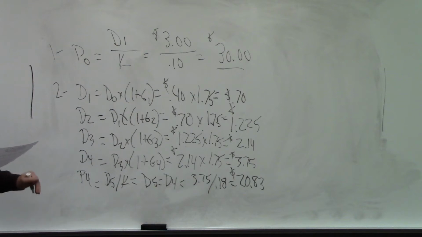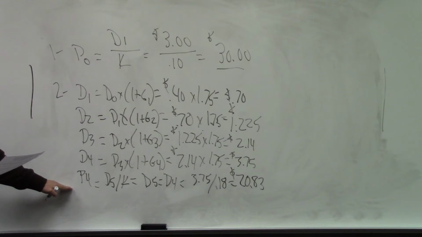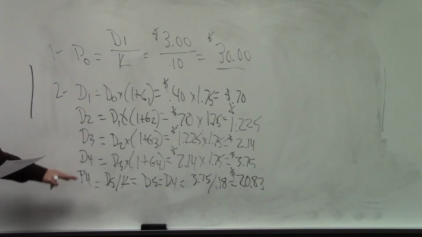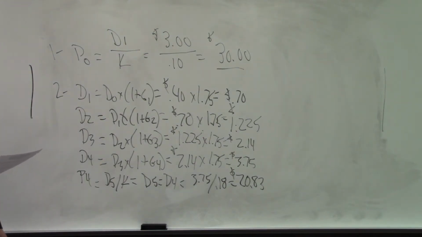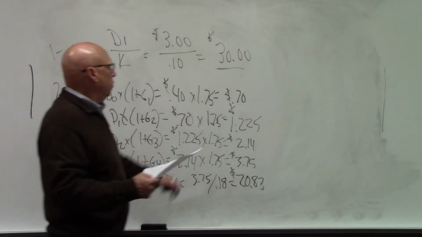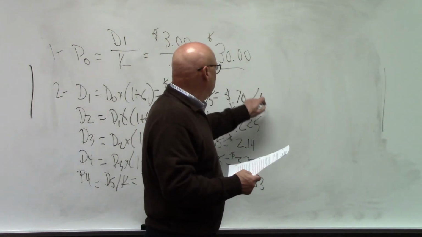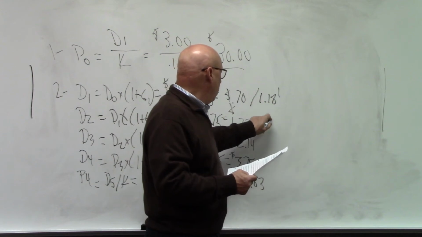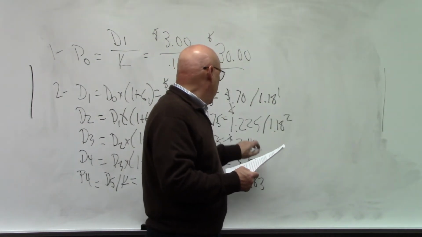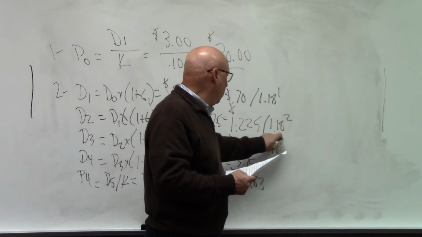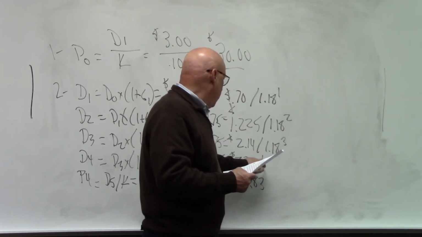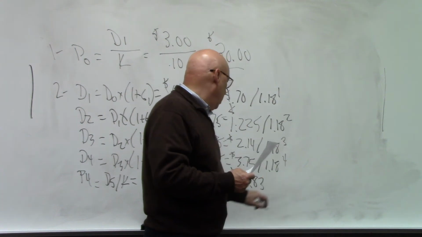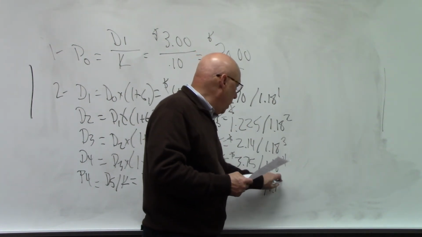Four fast-growing dividends, and then you sell the stock. So there'll be 5 cash flows: the 4 dividends you'll receive plus P4. Now we have to find the present value. Divide D1 by 1.18 to the first, divide D2 by 1.18 to the second, divide D3 by 1.18 to the third, divide D4 by 1.18 to the fourth, and divide P4 by 1.18 to the fourth.